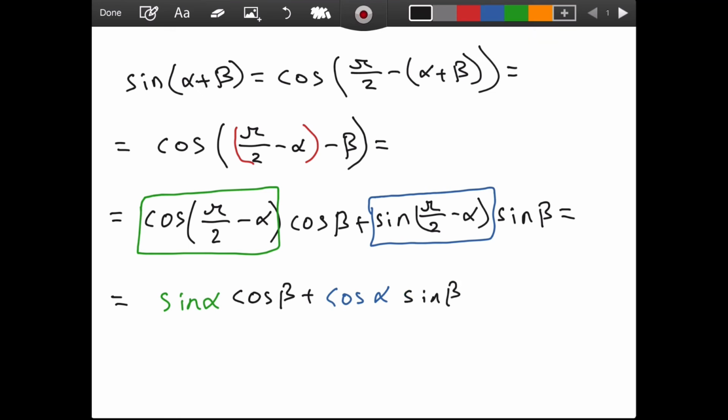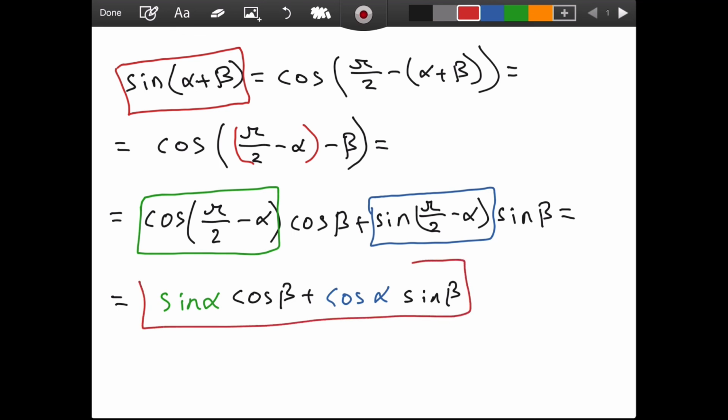So, as a result, we can see that sine of alpha plus beta is equal to sine of alpha times cosine of beta plus cosine of alpha times sine of beta. This is our final result.